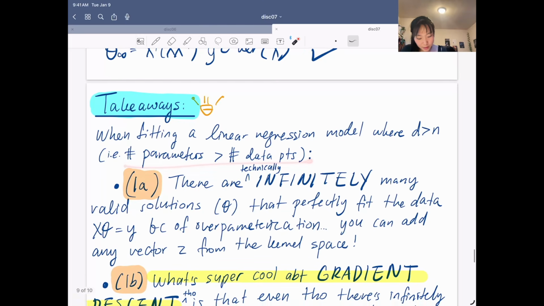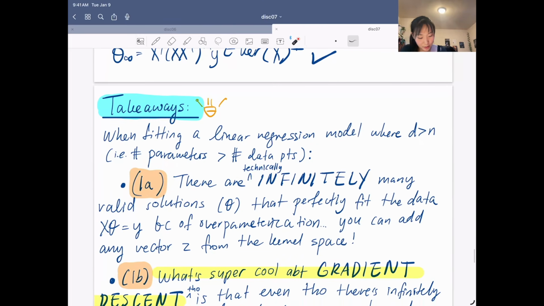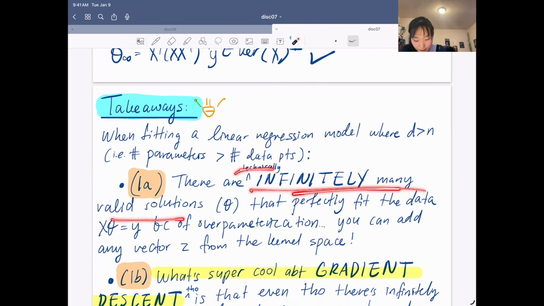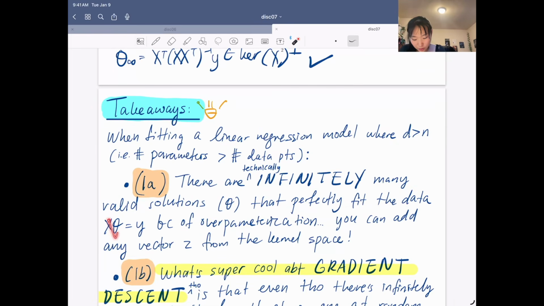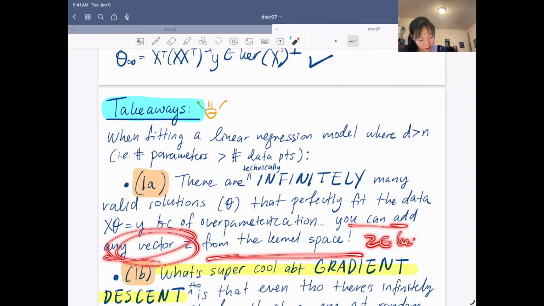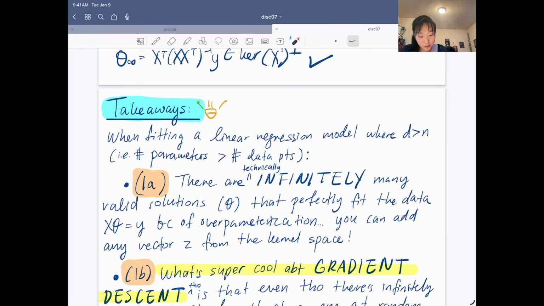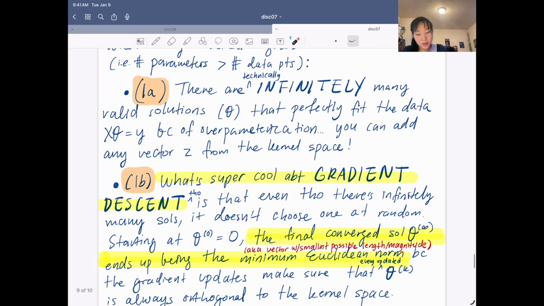As said here. And so in 1a, we showed that there are technically infinitely many valid solutions theta that perfectly fit the data, X theta equal to y. And the reason is over-parameterization. We can add any vector z from the kernel space, and the answer would still be valid. And so this linear regression model has infinitely many thetas that we could use to minimize the loss. Which leads us to part B.